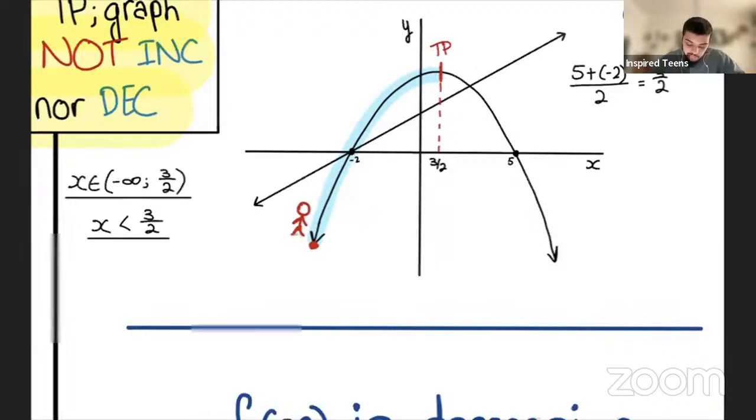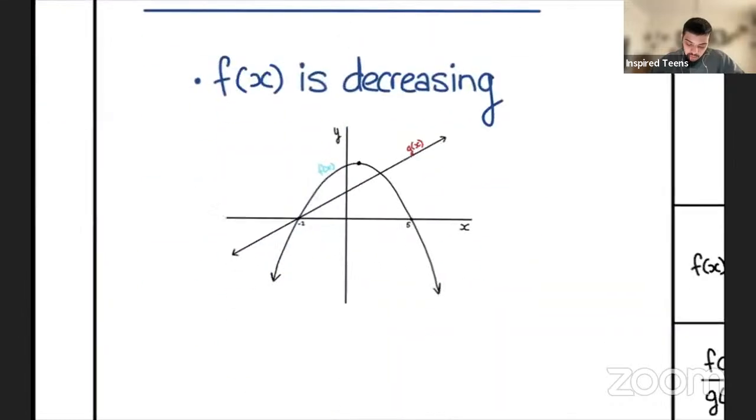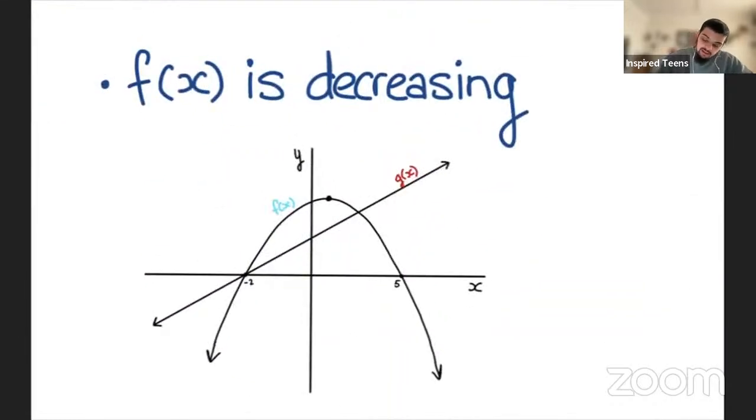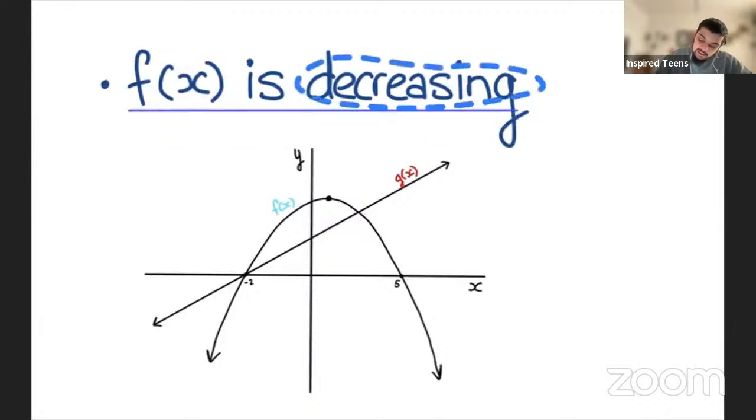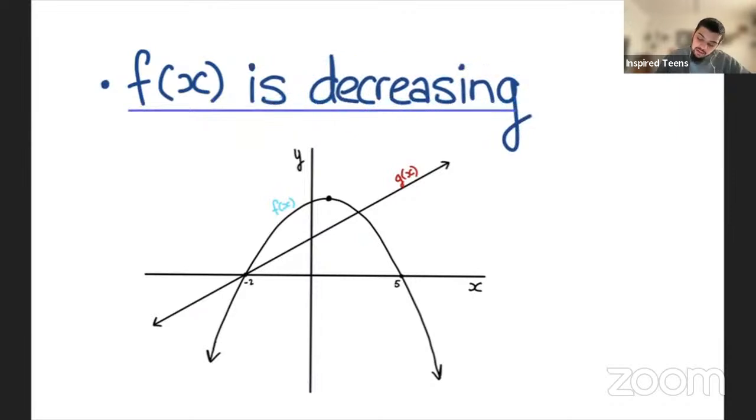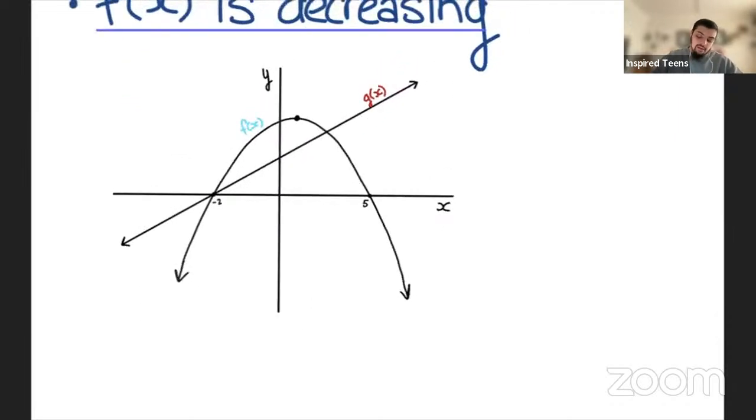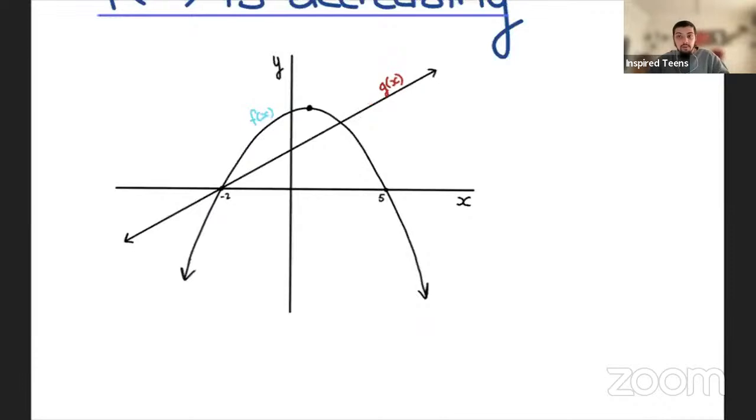Okay, so let's move on to this one, where they say find the x values for which f of x is decreasing. So let's have a look at this graph. The first step is to identify the part of the graph that they're talking about.